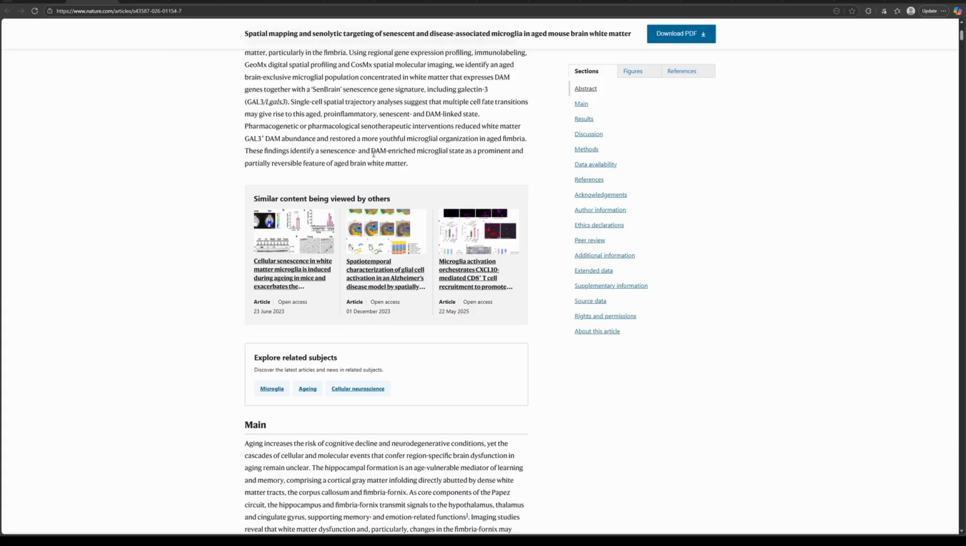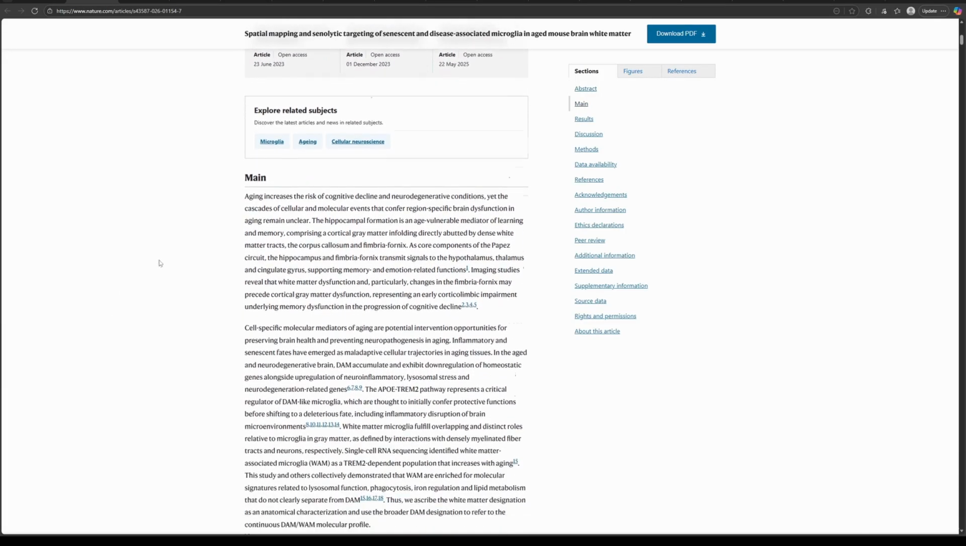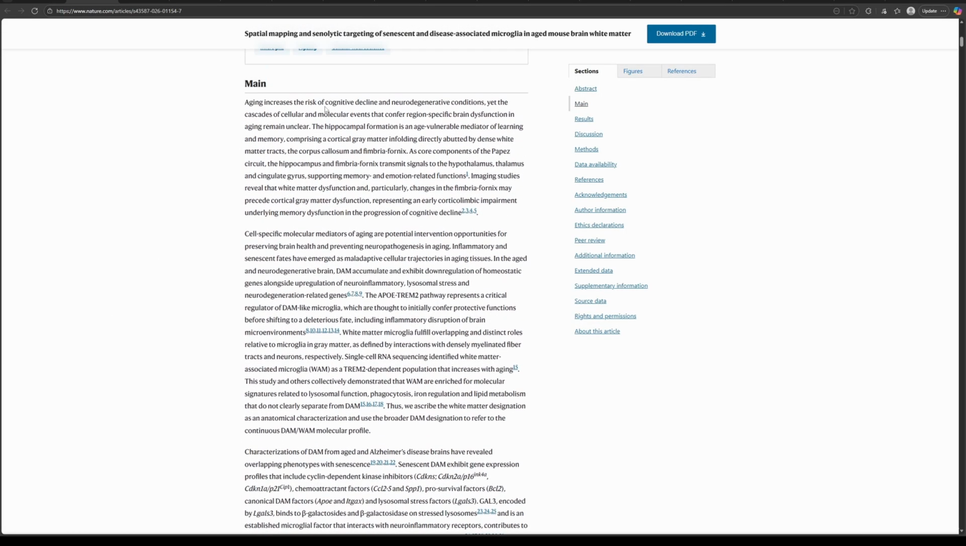So it seems like this state that is being undergone by these other cells, which is caused by the microglia, is a prominent thing in aged white brain matter. Aging increases the risk of cognitive decline and neurodegenerative conditions, yet the cascades of cellular and molecular events that confer region-specific brain dysfunction in aging remain unclear. The hippocampal formation is an age-vulnerable mediator of learning and memory, comprising a cortical gray matter infolding directly abutted by dense white matter tracts. Abutted just means it's next to.